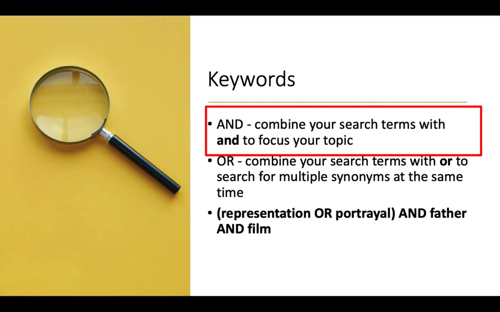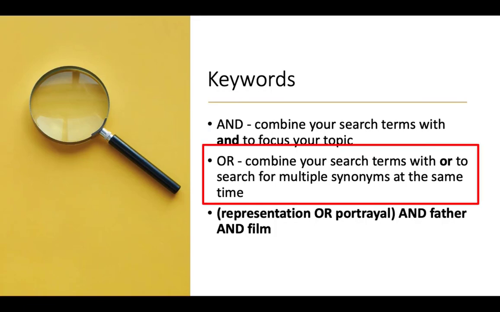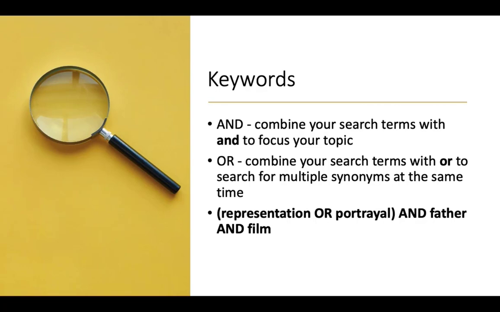Use AND to combine your search terms and focus your topic. This forces the database to only find sources using all of your keywords. Use OR to combine your search terms and search for multiple synonyms at the same time. These techniques can be combined, like (representation OR portrayal) AND father AND film. You will likely have to try multiple searches to find the best combination of words, so don't get discouraged if your first search doesn't work.